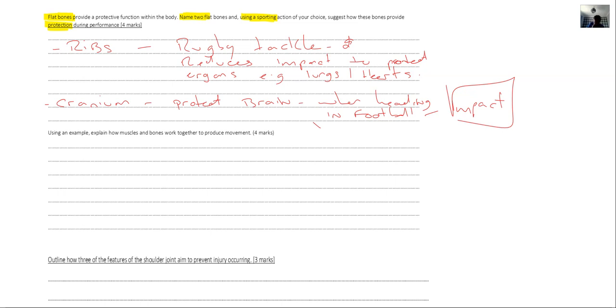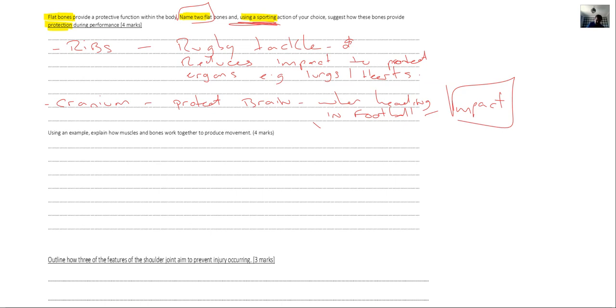Those are the two I would mainly go for. If you've gone with sternum and the same thing, it's not a problem. Just make sure it has that sporting example in there, please. Okay, must have the sporting example in there, and must have naming of two flat bones.